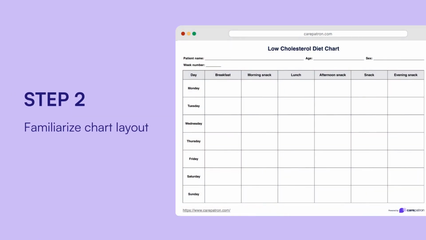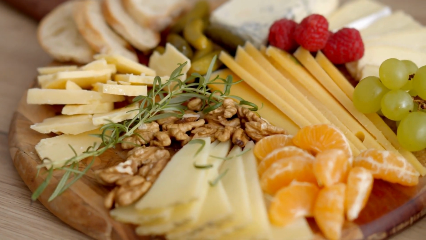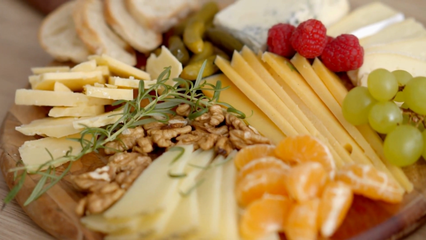Familiarize the chart layout. Encourage patients to spend some time understanding the layout of the diet chart. Typically, these charts divide daily meals into categories: breakfast, lunch, dinner, and snacks. This structure is designed to help patients plan and balance their nutrient intake throughout the day, making it easier to maintain a consistent and healthy eating pattern.